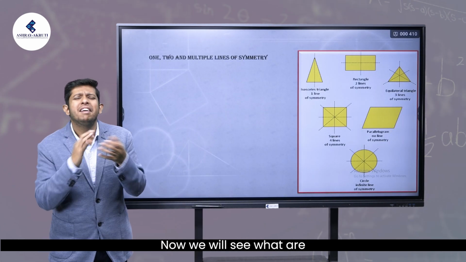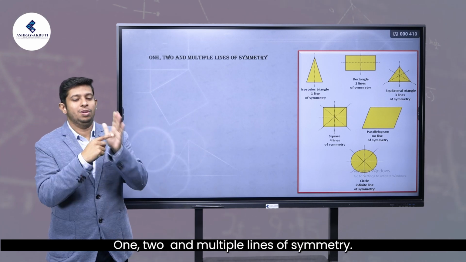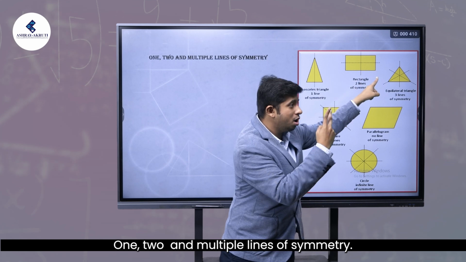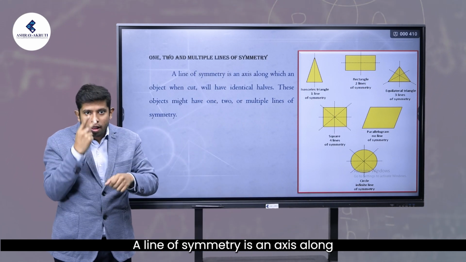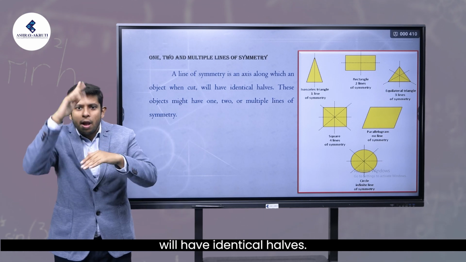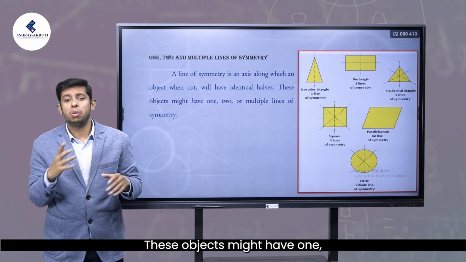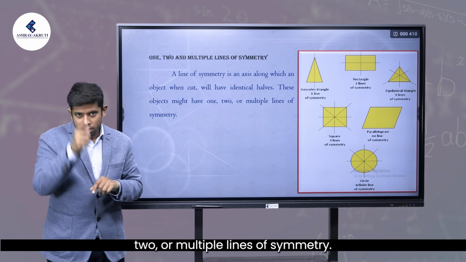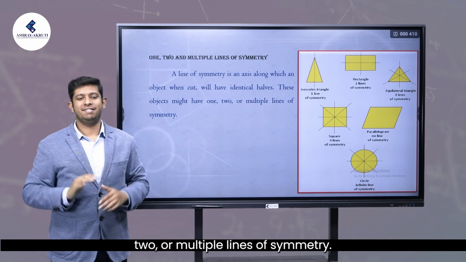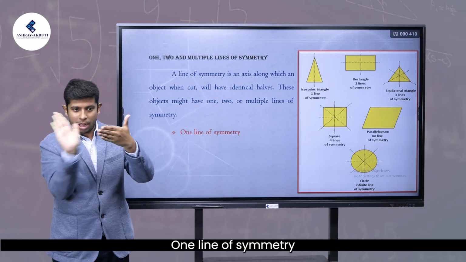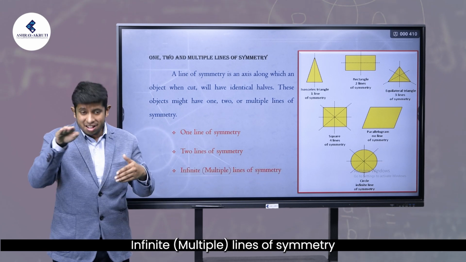Now we will see what are 1, 2 and multiple lines of symmetry. A line of symmetry is an axis along which an object, when cut, will have identical halves. These objects might have 1, 2 or multiple lines of symmetry. One line of symmetry. Two lines of symmetry. Infinite lines of symmetry.